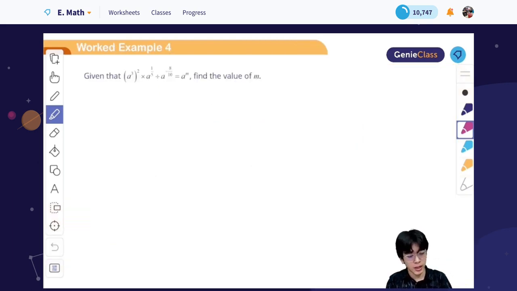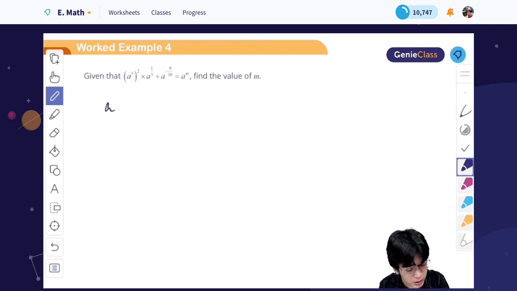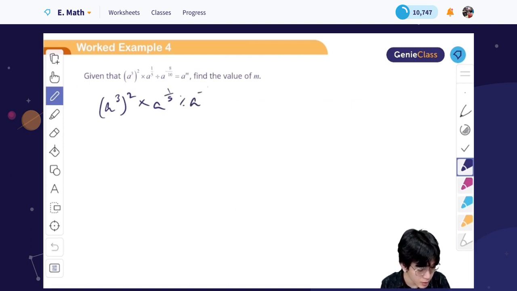Now let's try. Given that you have this whole equation, let's copy it out first. And then we will simplify. So a cubed squared, what's that? You have to multiply the powers together, right? a power 6 times a power 1 over 5.